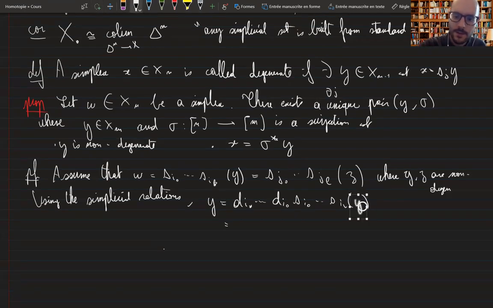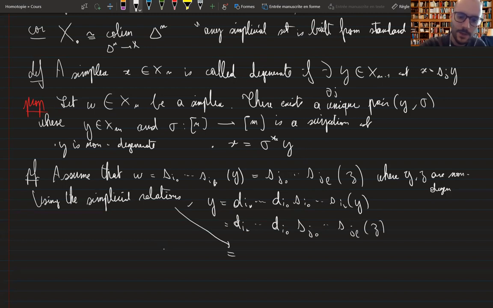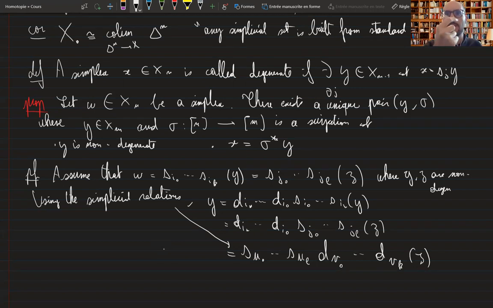But then you replace this thing here by w, and then you replace it by this. So this is d_{i_k} ... d_{i_0} s_{j_0} ... s_{j_l} of z. And using the simplicial relations again, this is equal to s something, s something, d something, d something of z. Using the simplicial relations, you can swap all the s's to the left and all the d's to the right. I don't really know what the indices will be in the end. It depends on the order. But anyway, there is a way of putting all the s to the left and all the d to the right.